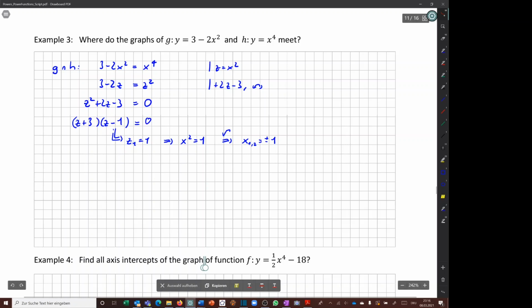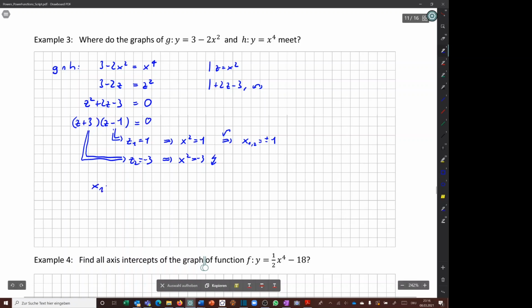For the second solution of our quadratic equation here, z plus 3, we get z equals minus 3. z2 equals minus 3. We substitute back for the z the x squared here. We get x squared equals minus 3. Well, there is no solution to that, a squared number cannot be negative. So the only solutions that we have got are x1,2 being plus and minus 1.